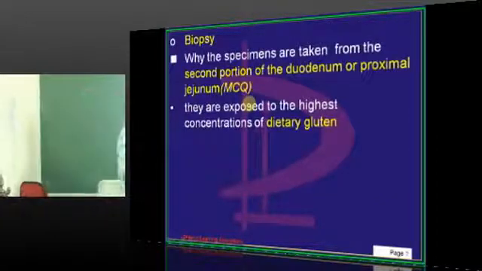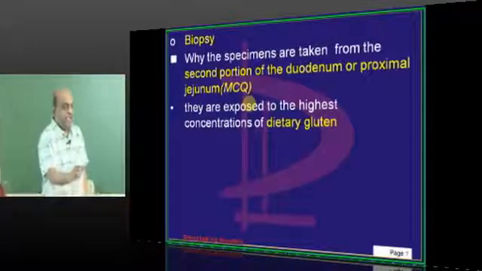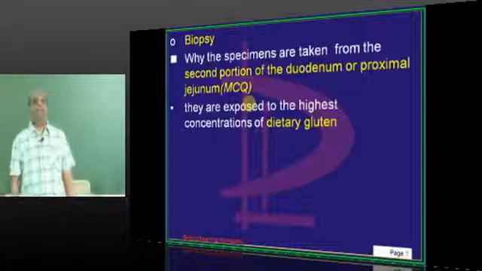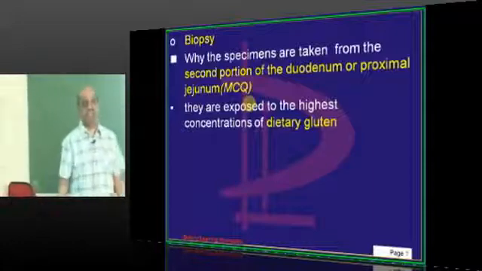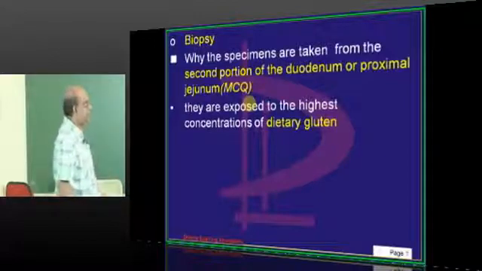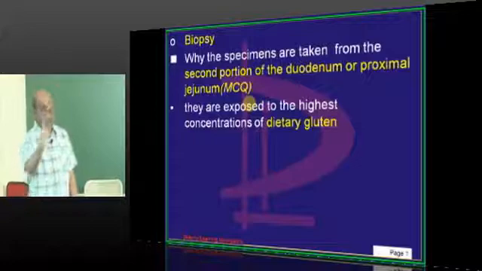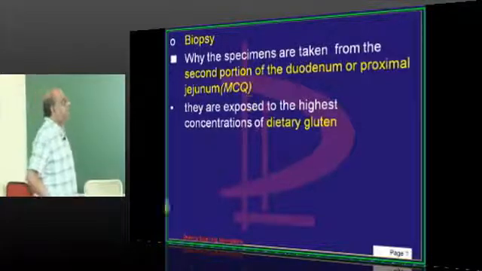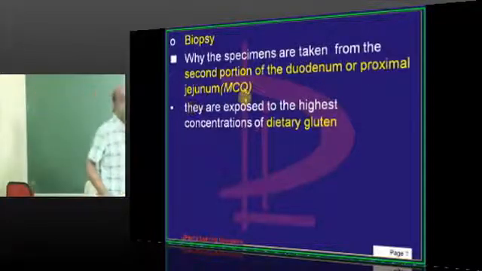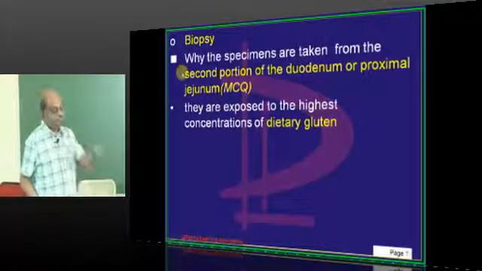Now, doctor, one of the favorite MCQs of the examiner: where will you take the biopsy if you want to detect celiac disease? You must be very sure to answer in tomorrow's exam. It is not the ileum, it is not the distal jejunum, it is the duodenum and the proximal jejunum. From there you will take the biopsy.